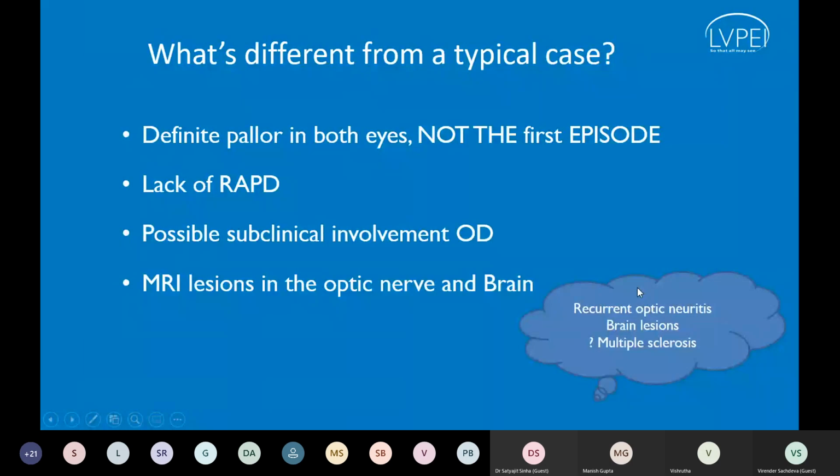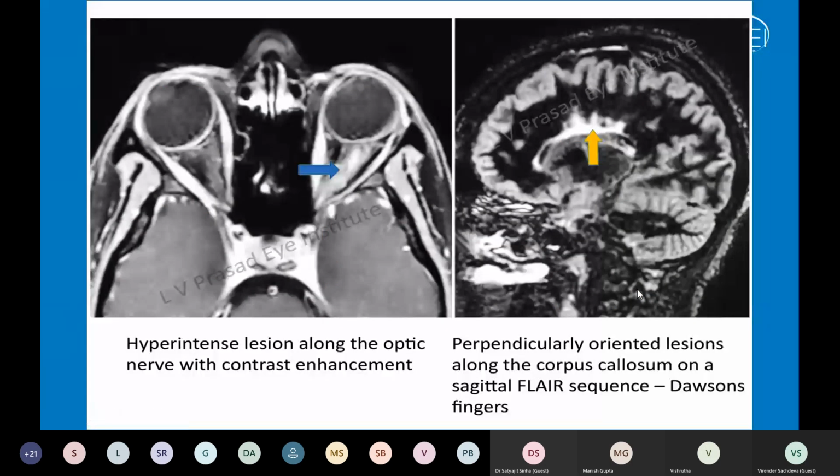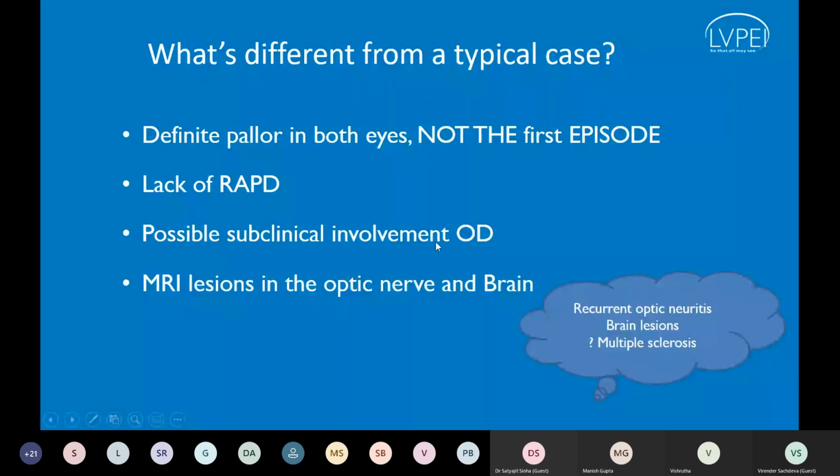This is highly suggestive of a patient with multiple sclerosis. If you see, how is this case different? There was pallor in both eyes, which suggested that this is not the first episode. The patient actually did not have RAPD because both eyes were affected.